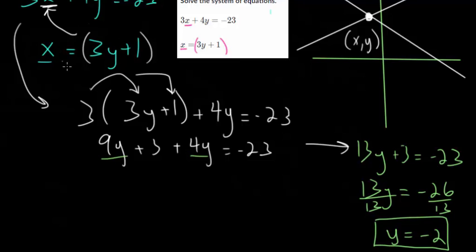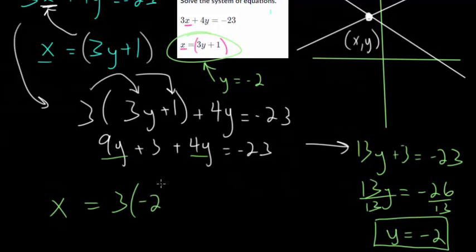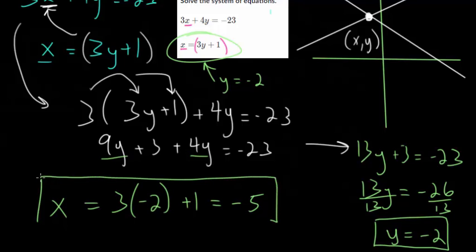And now we can use that value, go back up to the second equation, the one we solved for, and just plug in y equals minus 2 there and see what x is. So for that, x would be 3 times y, but y is negative 2, plus 1. And so this is minus 6 plus 1 gives you minus 5. So we think we found x and y. We have the coordinates minus 5, minus 2.